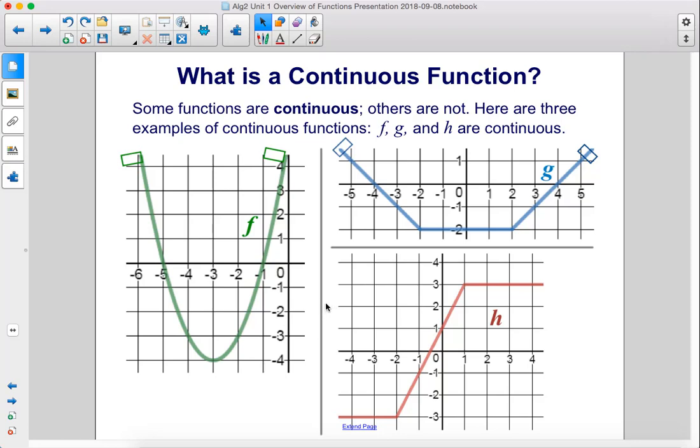Some functions are continuous, others are not. Here are three examples of continuous functions. F, G, and H are continuous.